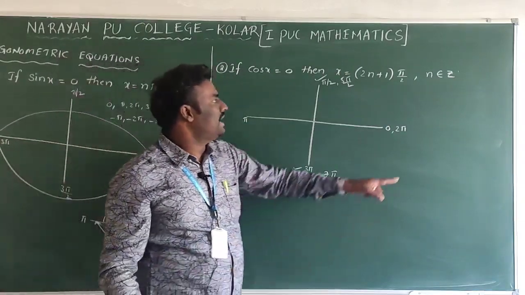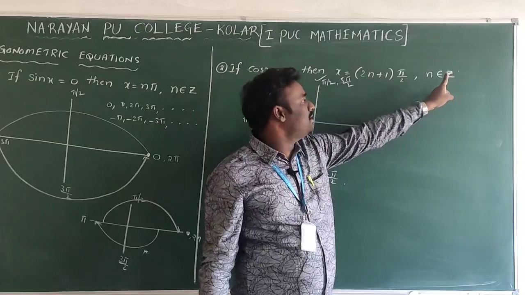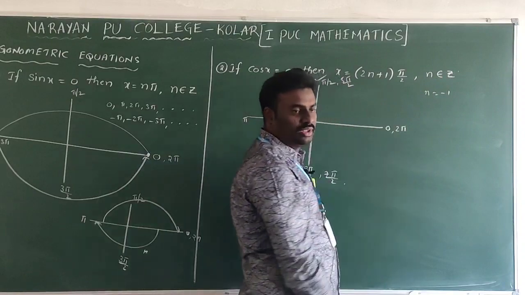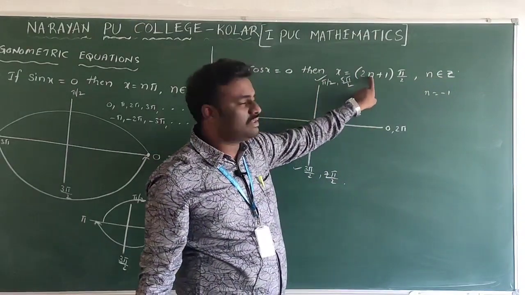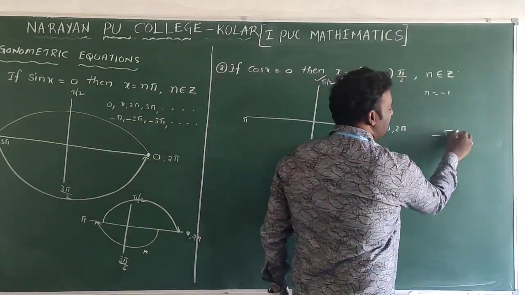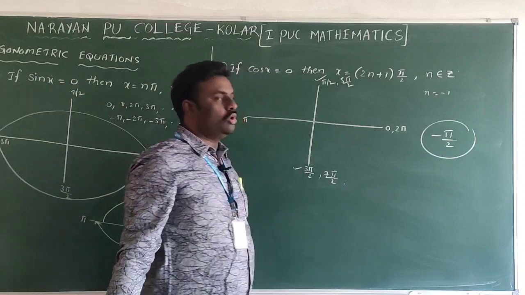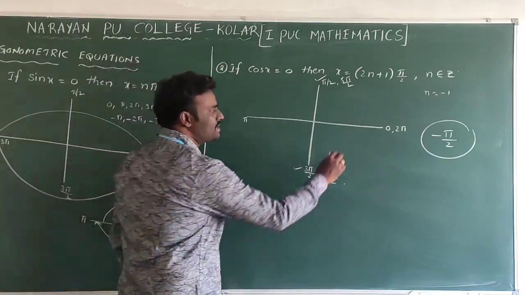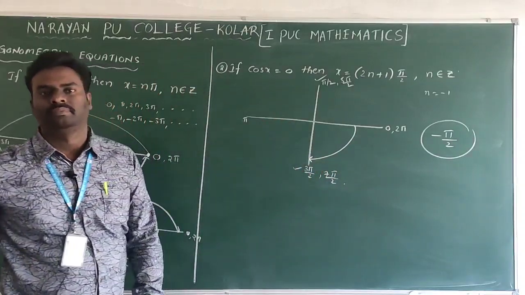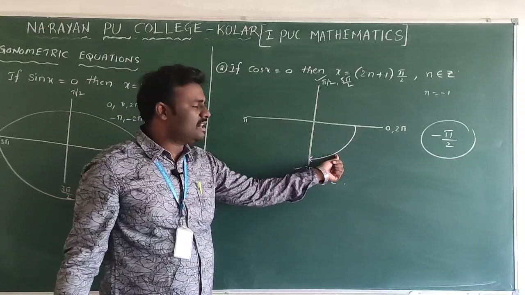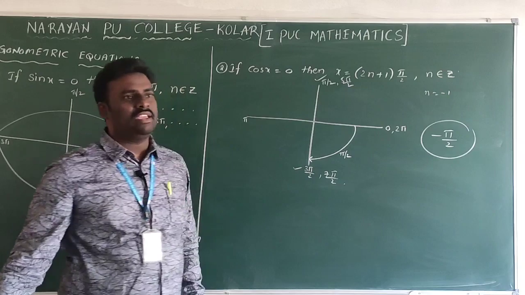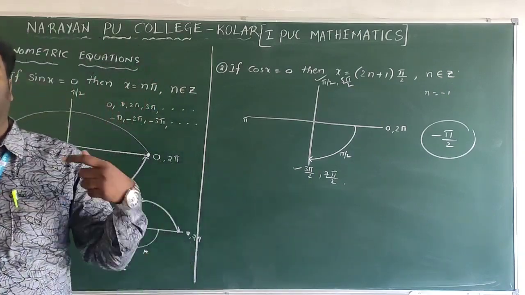For example, here n is what? Integer. Integer means you can take positive or negative. If you take n equals to minus 1, you substitute here 2 into minus 1, minus 2, minus 2 plus 1, minus 1, minus 1 into pi by 2. Now it becomes minus pi by 2. Why is it minus pi by 2? Because here the angle is measured in the clockwise direction. If the angle is measured in the clockwise direction, a negative symbol will come. This is pi by 2 and the direction is clockwise. Now the total angle will be minus pi by 2.